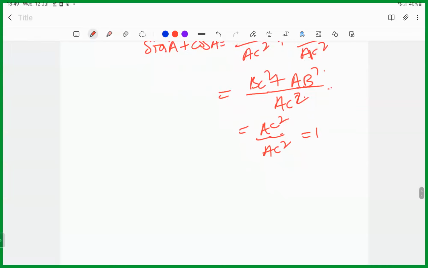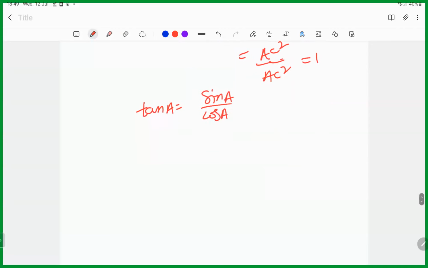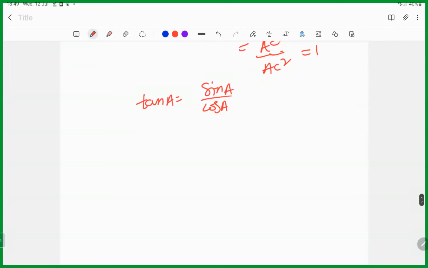Also we have shown that tan A equal to sin A by cos A, right? We have seen this proof yesterday. Tan A equal to sin A by cos A. It's easy only. Can you show the proof? First of all, find out sin A, then find out cos A. Divide them, then that will cancel out. Very simple, right?